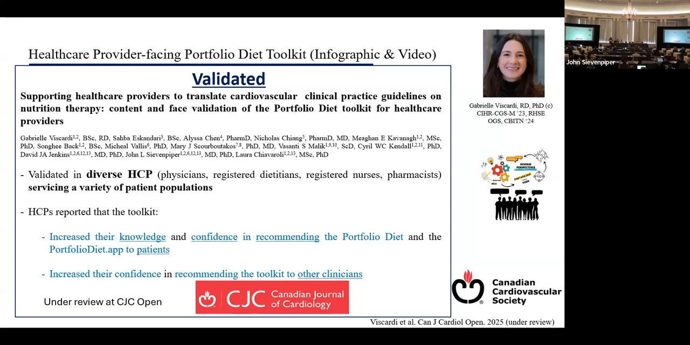And in our validation study, we demonstrated that in a diverse group of healthcare providers that serviced a variety of population types. We asked them about who they service. They indicated that it did increase their knowledge and confidence in recommending the portfolio diet, as well as the portfolio diet app, which I'll get into soon, as the tool to help with engaging their patients, as well as increasing their confidence in recommending the toolkit to other clinicians.